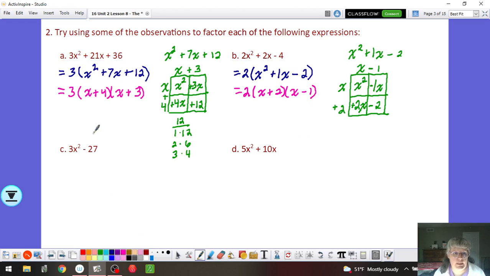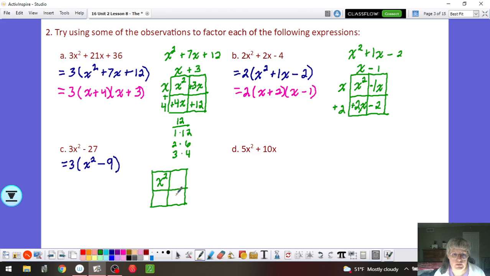Example C, again, looking for a common factor. In this case, it's 3. So we have x squared minus 9. Now, this is different in that we have a binomial. It only has 2 terms instead of a trinomial like our previous examples. But we can still use an area model. We just have to think a little bit about, well, what's going to happen to that middle term?